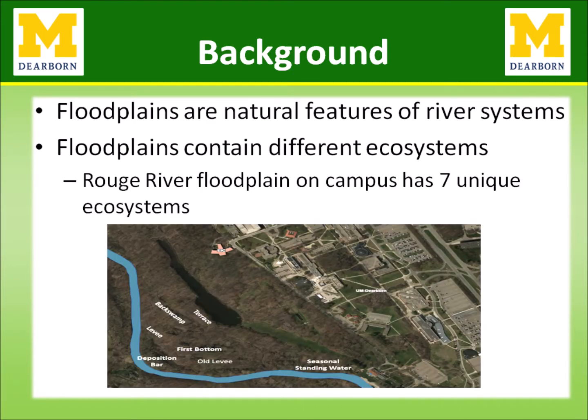In the Rouge River floodplain on campus, we identified 7 of these ecosystems, namely a deposition bar on the inner meander of the river, a high natural levee along the banks, a flat first bottom with some old relic levees in there, a back swamp further away from the river, an 8-foot terrace or abandoned floodplain, and an area that is seasonally flooded with standing water.